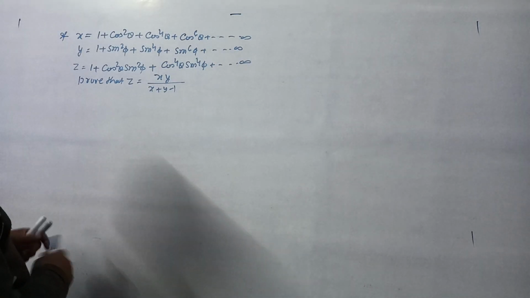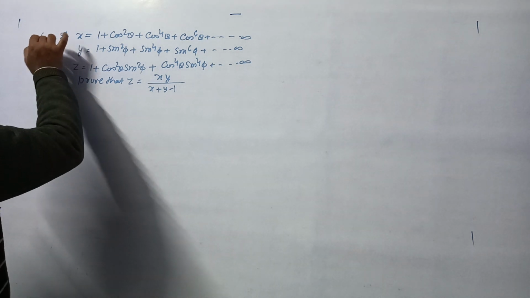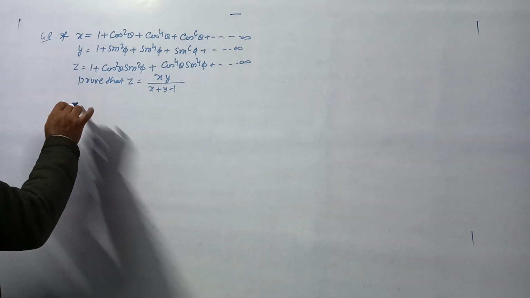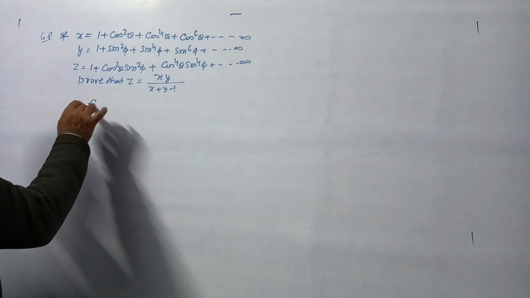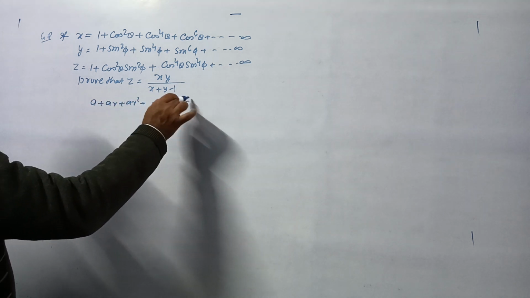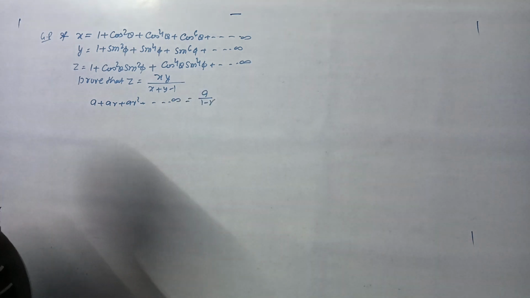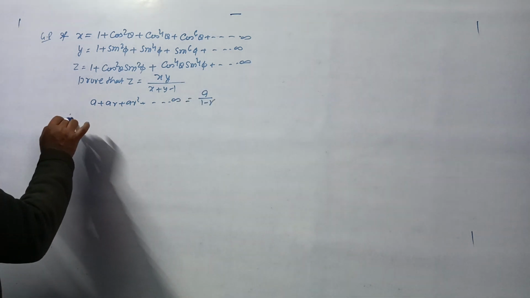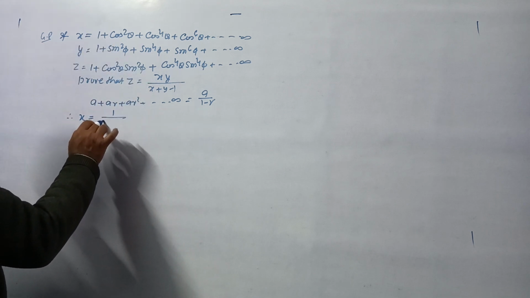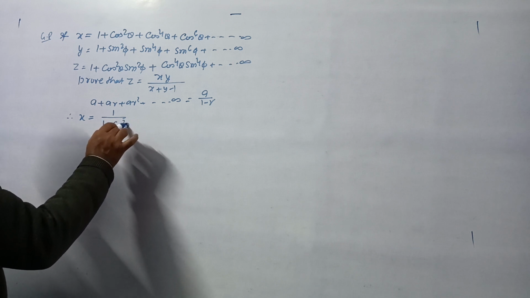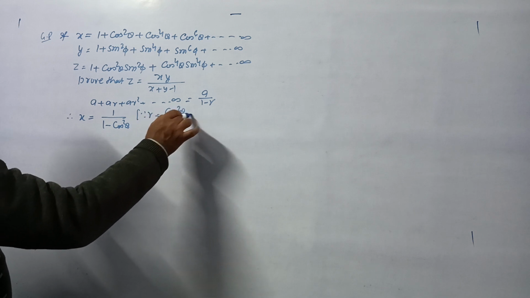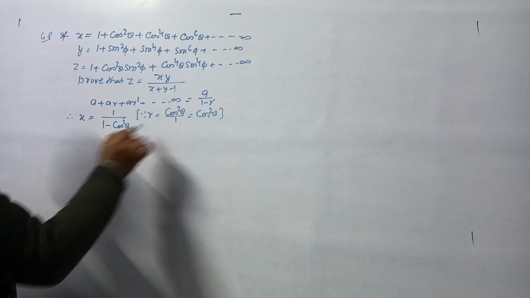This is a GP. Now we know that for an infinite term, a, ar, ar square and so on, the sum is a upon 1 minus r. Therefore x equals 1 upon 1 minus cos square theta, with r equal to cos square theta, that is cos square theta.